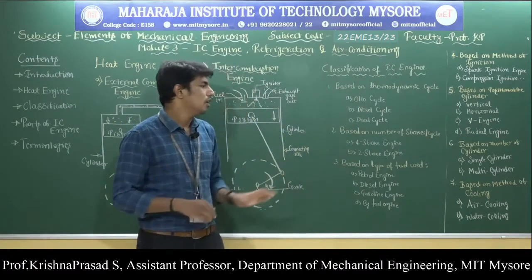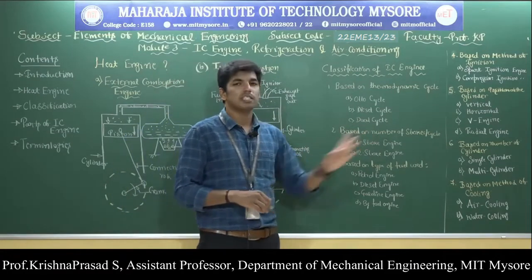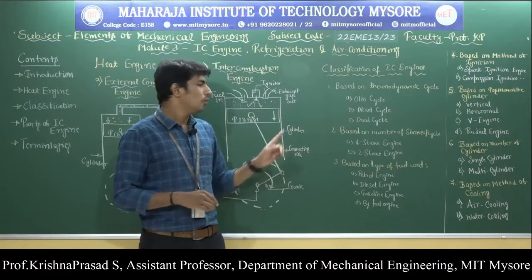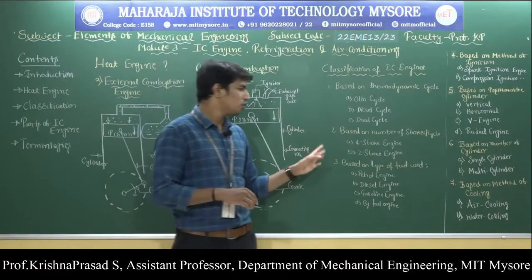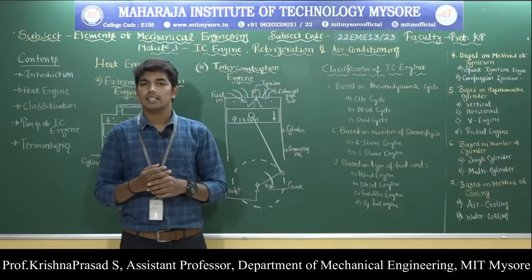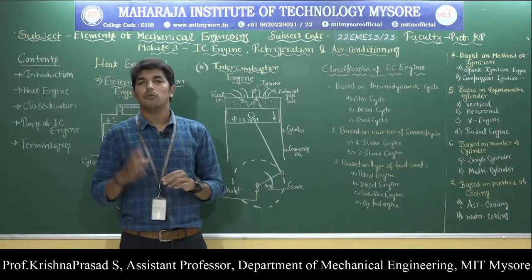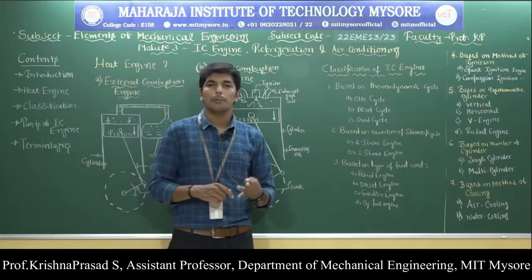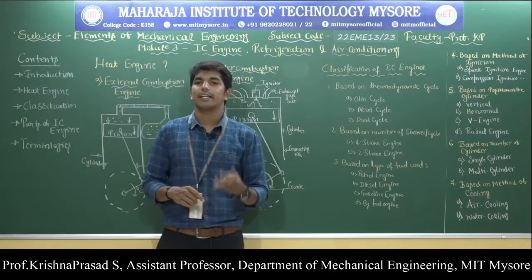Then the second classification is based on the number of strokes per cycle. There are two types: one is called the 4-stroke engine, and the other is called the 2-stroke engine. So what is meant by the 4-stroke engine? Here the working cycle of the IC engine is completed with 4 different strokes: suction stroke, compression stroke, power stroke and exhaust stroke.